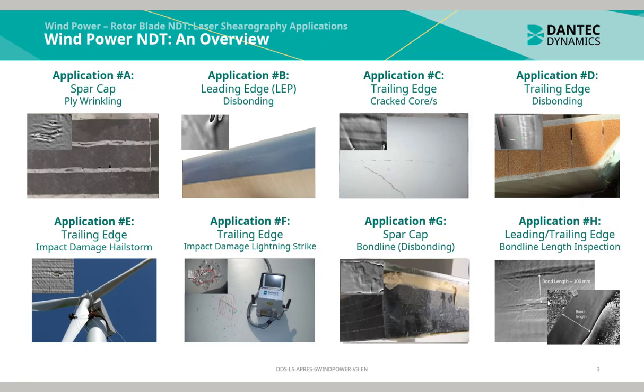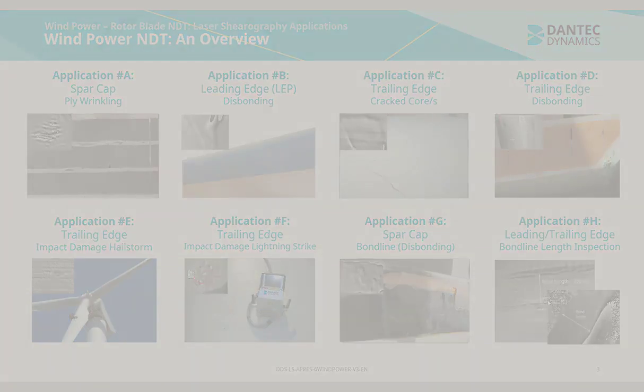Application E is an impact damage from a hailstorm on the trailing edge. Application F, impact damage caused by a lightning strike on the trailing edge. Application G, bond line disbonding on the spar cap. And Application H, a bond line length inspection of the leading and trailing edge.